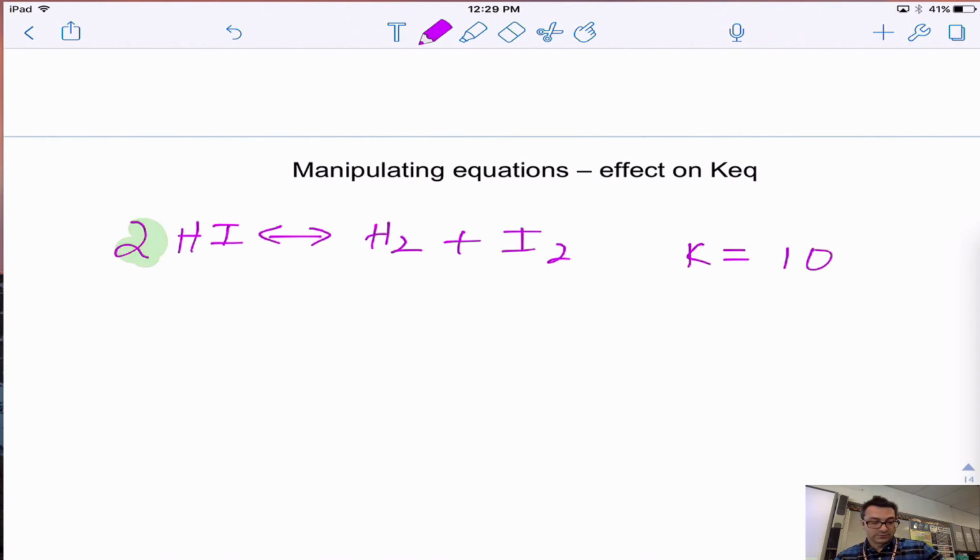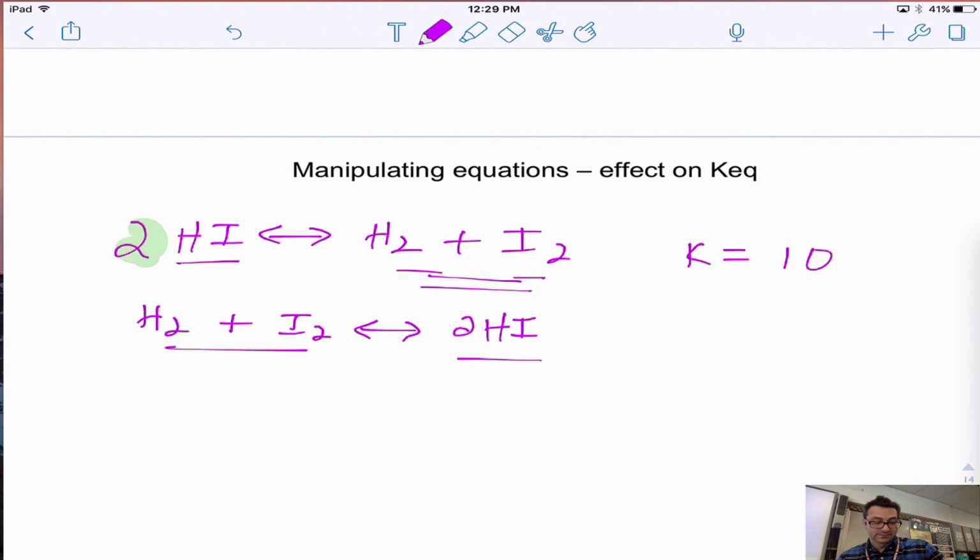Well, what if I were to write the reverse? So I were to write H2 plus I2, and you form 2HI. So what happens to the K is, because the new K expression is going to be 1 over the original, the reactants are now products, the products are now reactants, we're going to have 1 over K, and our value is going to be 1/10.